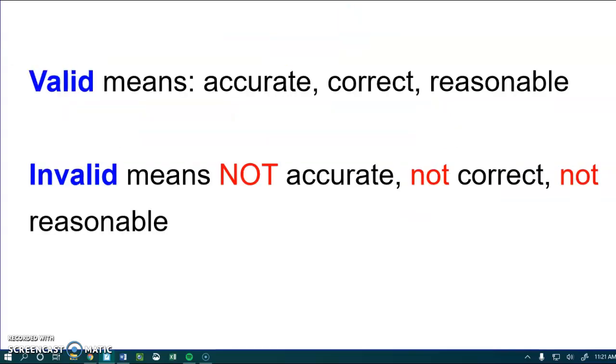We also need to know what valid means. So if we're making conclusions about a population, we want our conclusions to be valid. We need them to be accurate, right? Correct, reasonable. The math has to work out. We have to be using good samples. So we want valid conclusions. An invalid conclusion would mean it's not accurate, not correct, not reasonable, not based on a good sample. Okay?